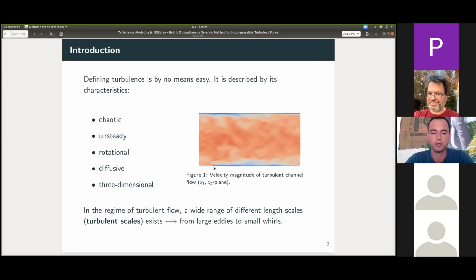What is very crucial here is that in the regime of turbulent flow, a wide range of different length scales exist. We have really big energy-carrying large eddies, and we have more independently behaving small noisy eddies, which are more dissipative.